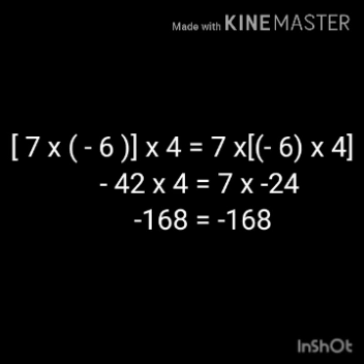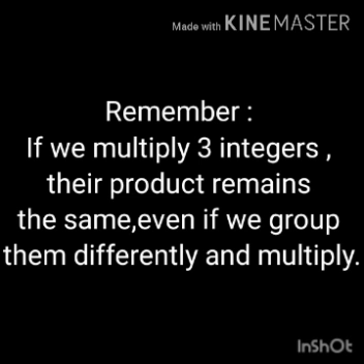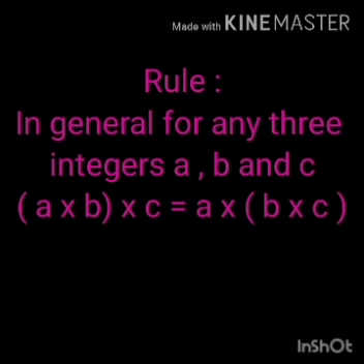Let us see another sum. 7 into minus 6 in one group into 4 is equal to 7 into minus 6 into 4 in another group. Now, 7 into minus 6 gives us minus 42 into 4 gives us minus 168. Here 7 into minus 24 gives us minus 168. Remember, if you multiply three integers, the product remains the same even if we group them differently and multiply. In general, for any three integers a, b and c, a into b in bracket into c is equal to a into b into c in bracket.